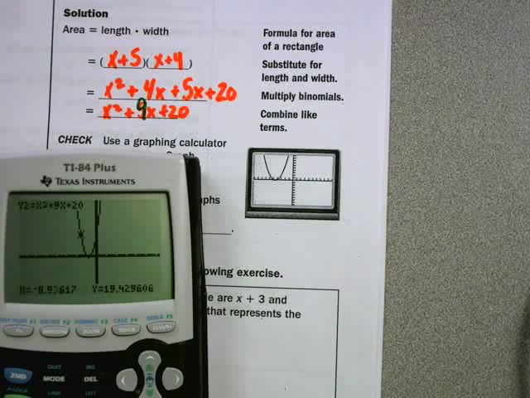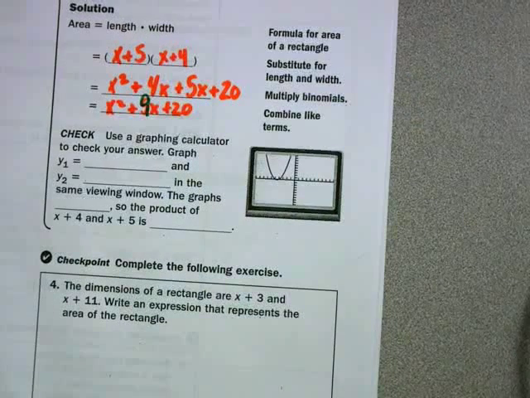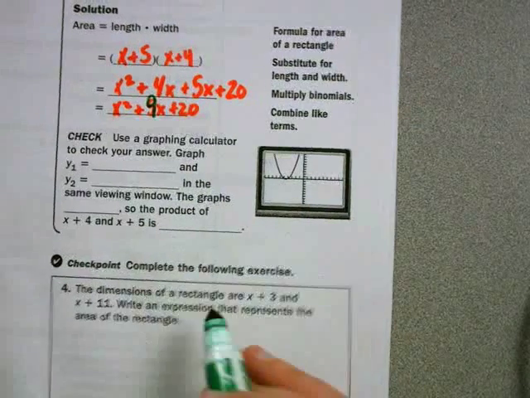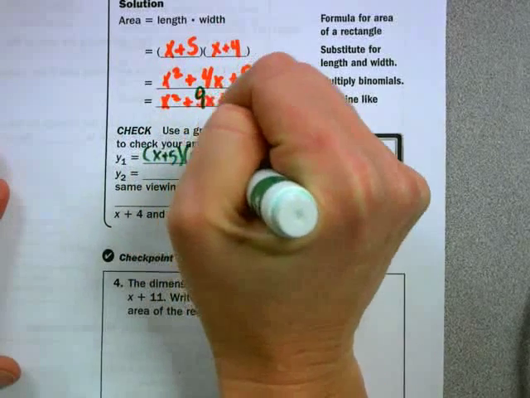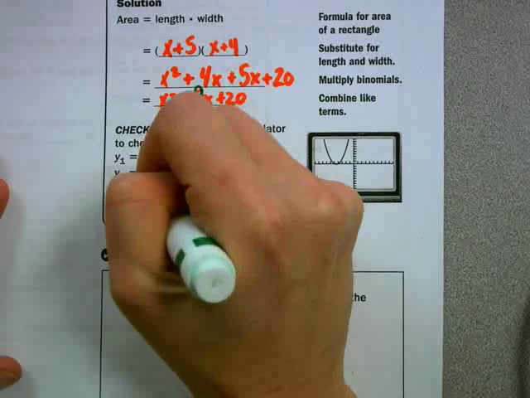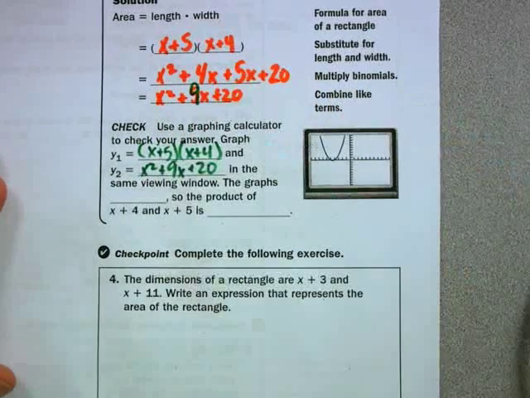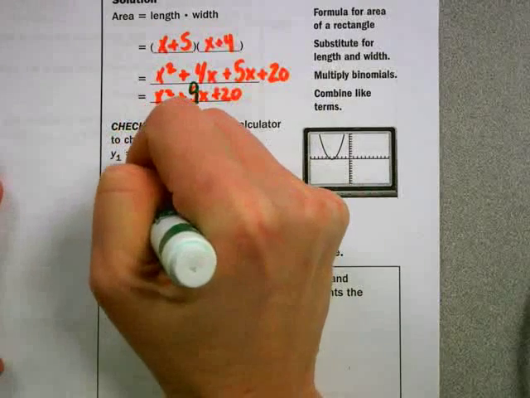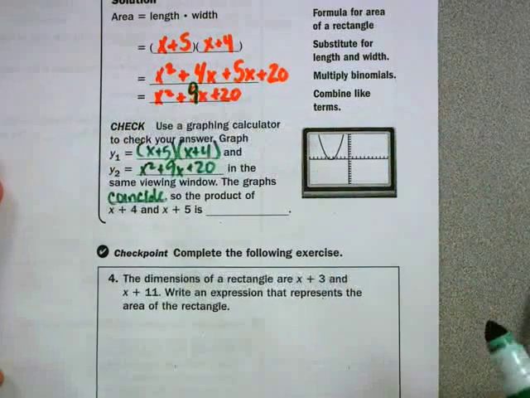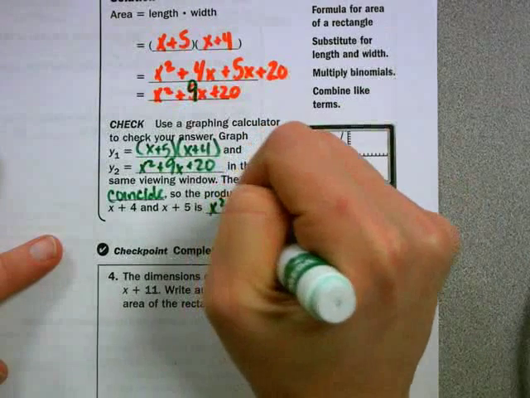Okay, so just to kind of fill in the blanks there, Y1 was x plus 5 times x plus 4. Y2 was x squared plus 9x plus 20. The graphs coincide. They are the same. Coincide, big word of the day. So the product of these two is x squared plus 9x, all right, sorry for the all call, x squared plus 9x plus 20.